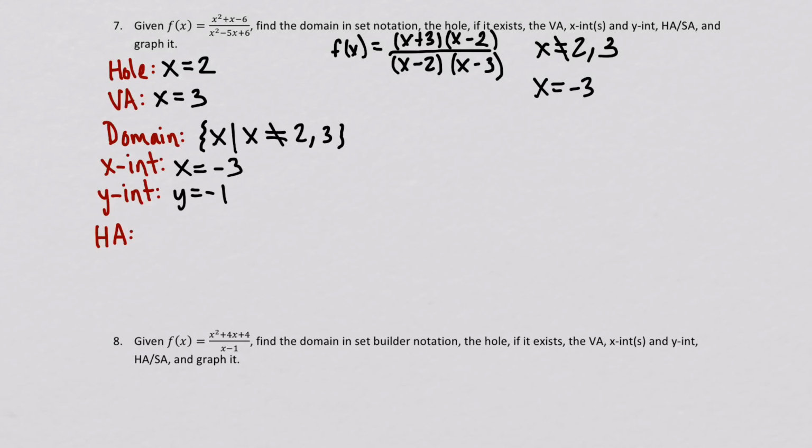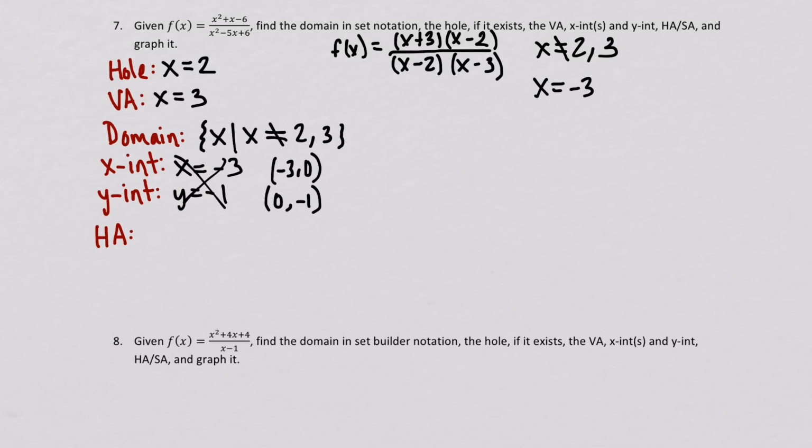You know what, I'm going to rewrite the x-intercept and the y-intercept in coordinate pair form. So it's going to be (-3, 0) and (0, -1) for the y-intercept. I just don't want it to look like this because that looks like a vertical asymptote or a horizontal asymptote, right? But it's the same thing.